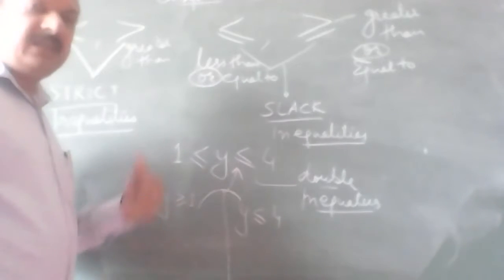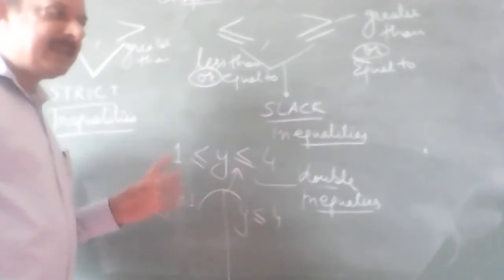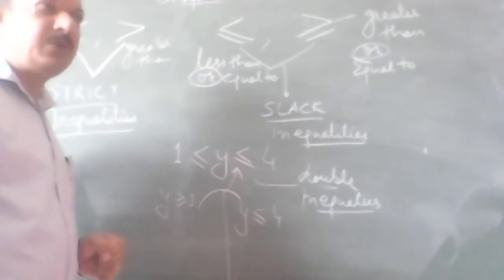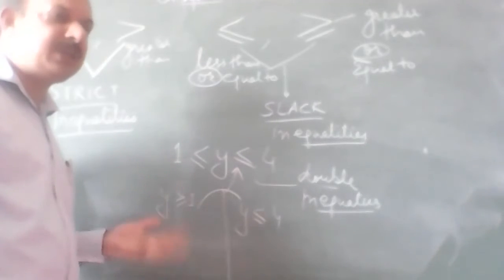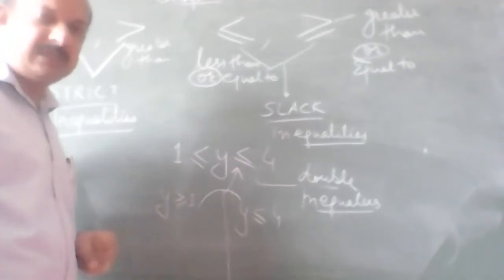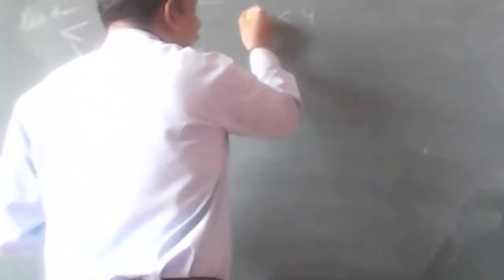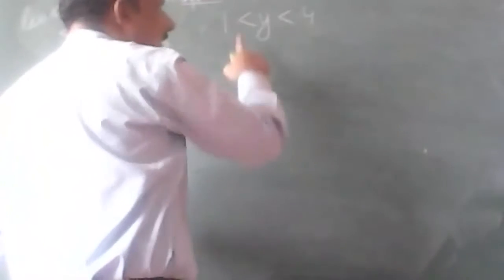Now, what is the representation? In your second chapter, when we were discussing relations and functions, and in the previous chapter on sets, we discussed open and closed intervals. It is the continuation of this. Here in continuation, what do you get? You get y is less than 4 but greater than 1.